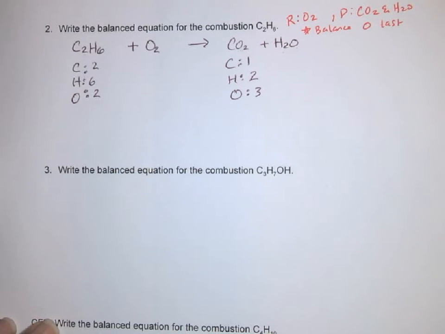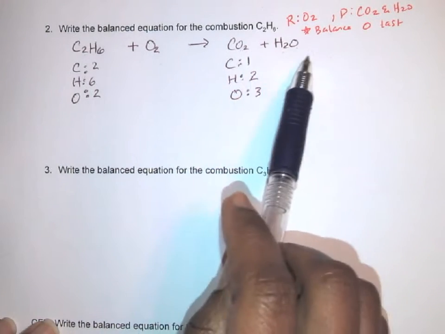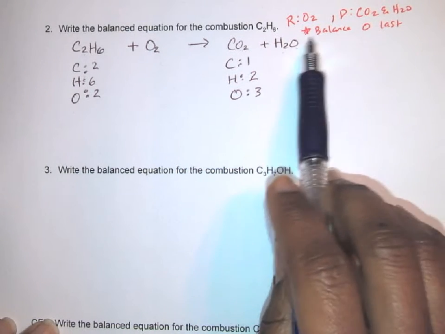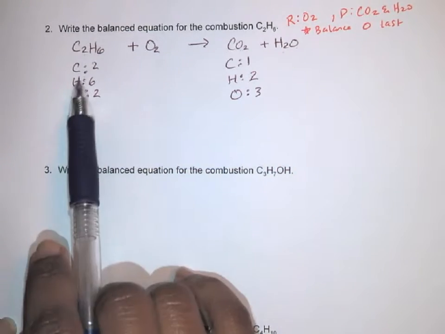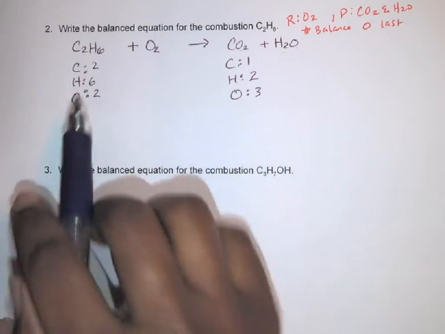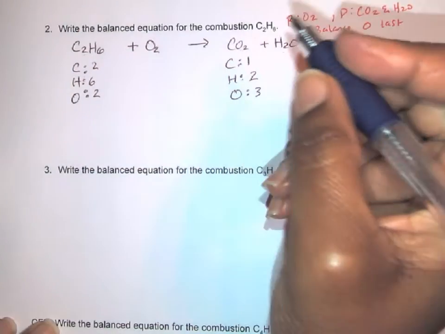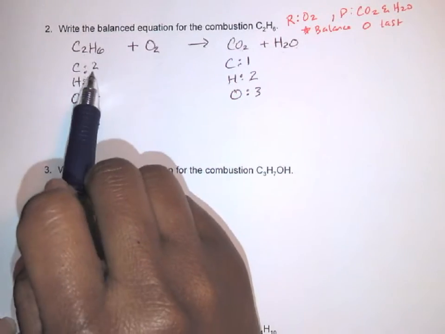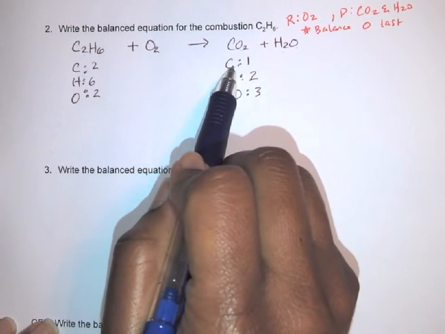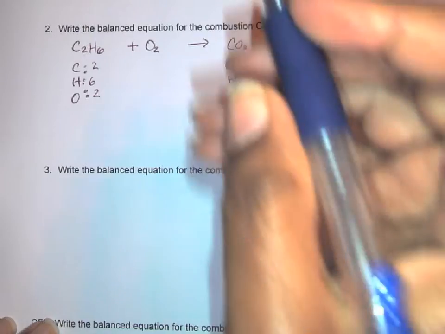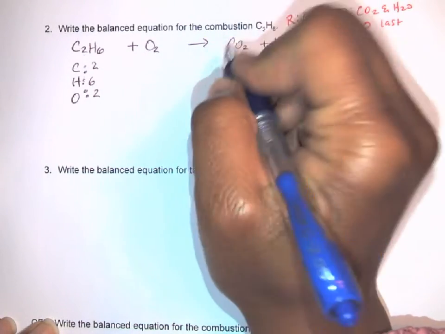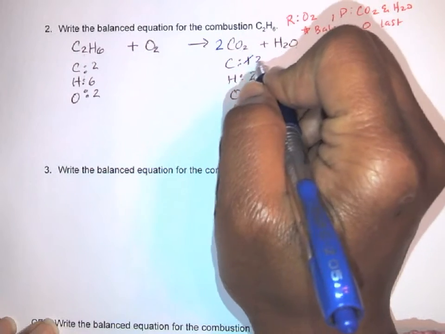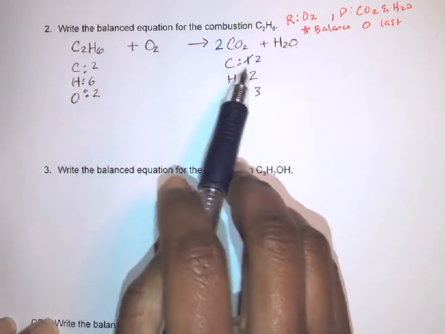Now what I want to do is change the coefficients so I can have the same number of atoms on both sides, keeping in mind I'll balance my oxygens last. So let's focus on the carbons first, just because that's the first one I've written there. You can do hydrogen first if you want, it doesn't matter. I have 2 carbons on this side and only 1 carbon on that side. So I'm going to put a coefficient of 2 in front of CO2 on the product side. That gives me 2 carbons on both sides.